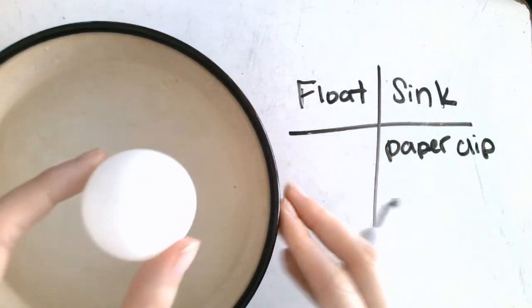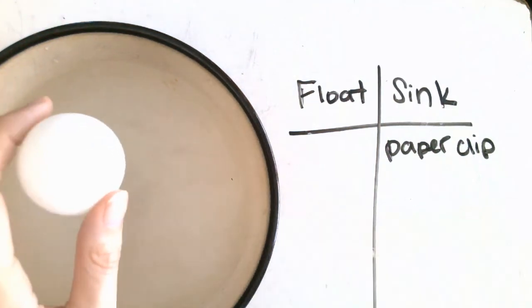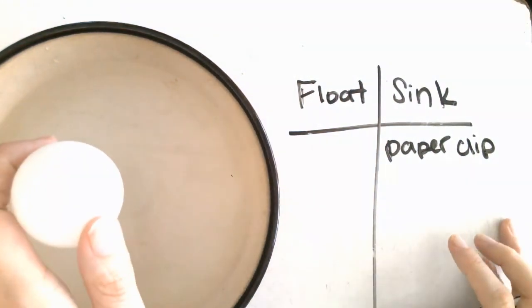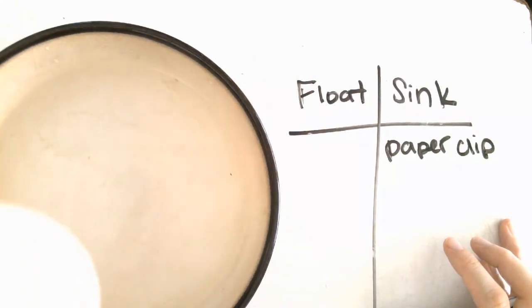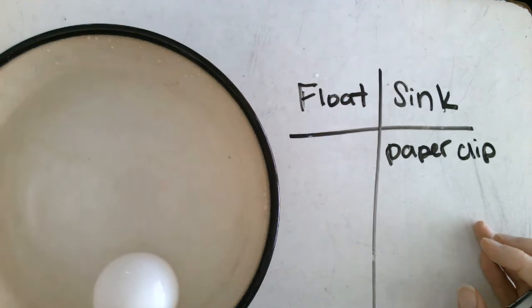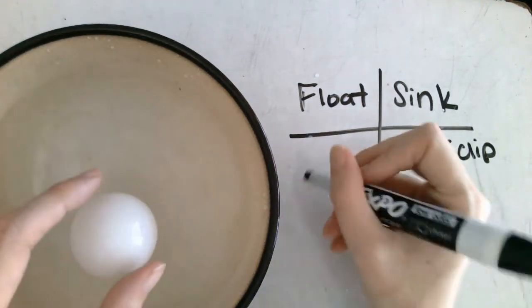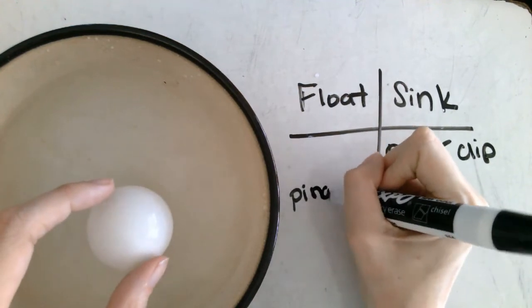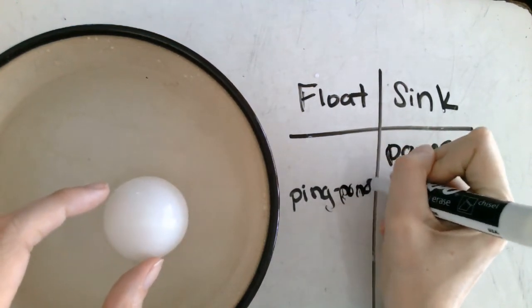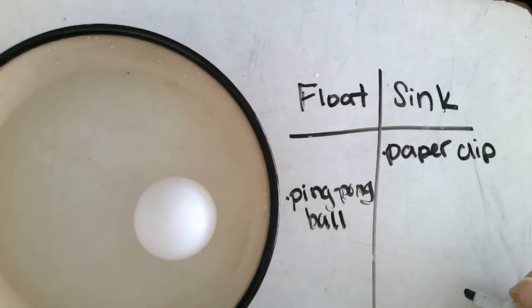The next item we have is a ping pong ball. Let's count down from 3, everybody. In 3, 2, 1. Our ping pong ball floats in the water. I'm going to write ping pong ball under our float sign. It's our first item that floated.